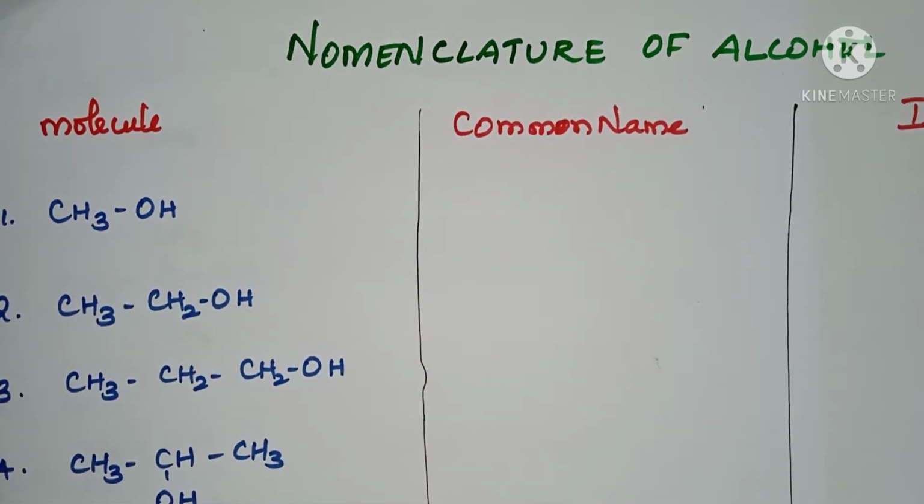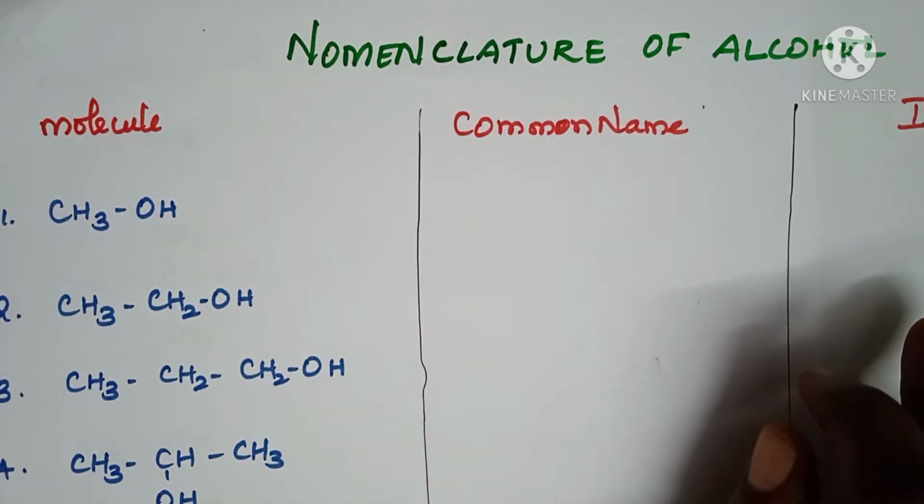See here, in the IUPAC name of alcohol, there is an alkane. You just remove the E, and in that place OL will be added. That means alkanol will be there. So that is the IUPAC naming of alcohol. Okay, now there are two things: common name and IUPAC name.